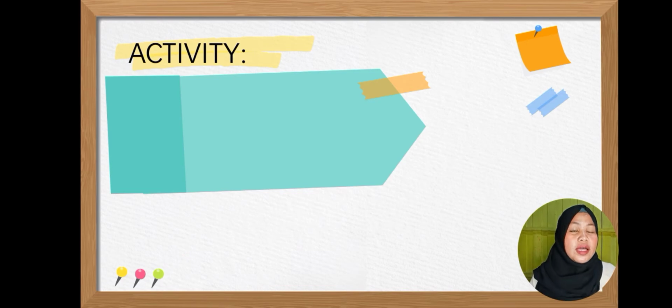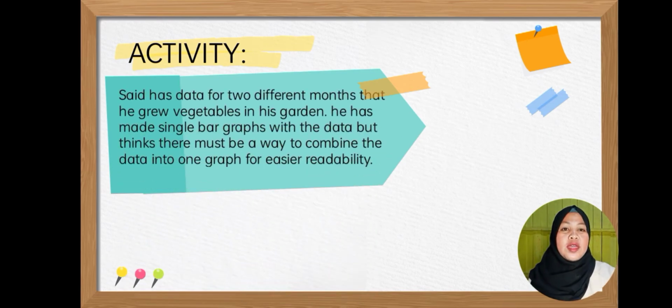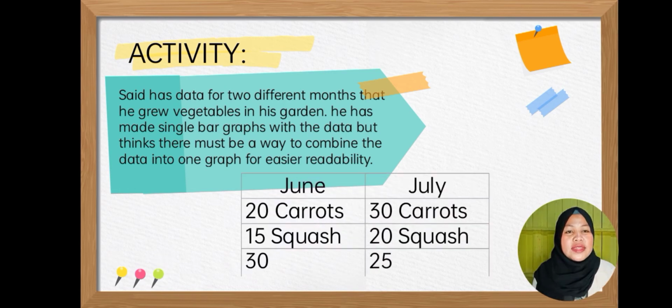We're going to read a short scenario. This serves as an activity. Said has data for two different months that he grew vegetables in his garden. He has made single bar graphs with the data but thinks there must be a way to combine the two data in one graph for easier readability. This data is for the months of June and July that Said grew vegetables.